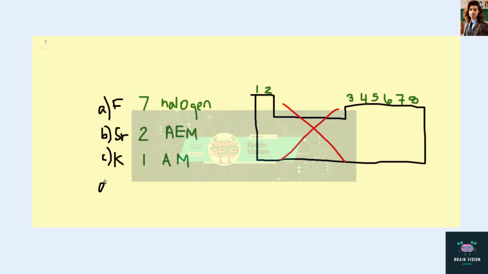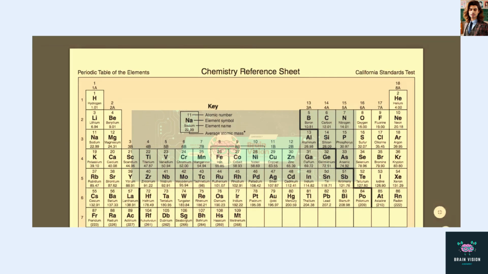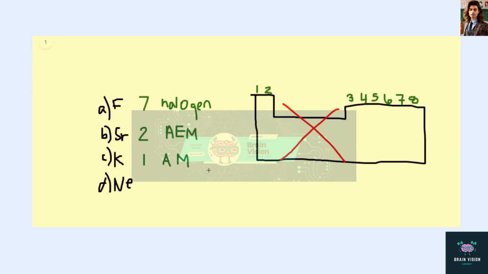D, we're given neon. Neon is located in group 8A, so it has 8 valence electrons. This group is called the noble gases. And we'll write NG for short.